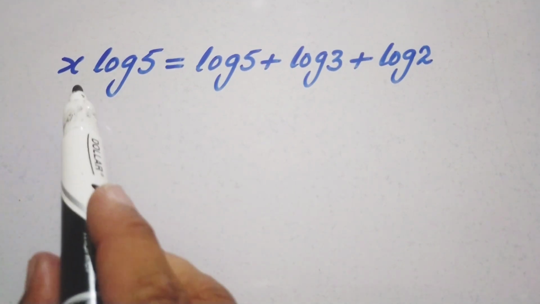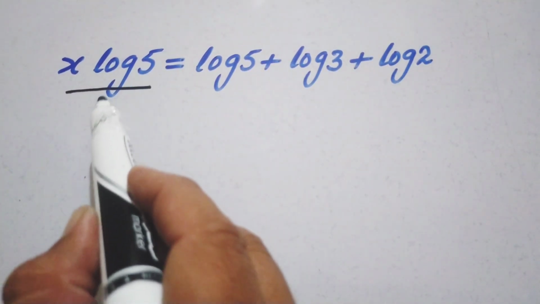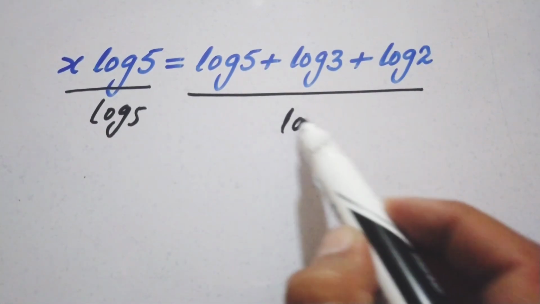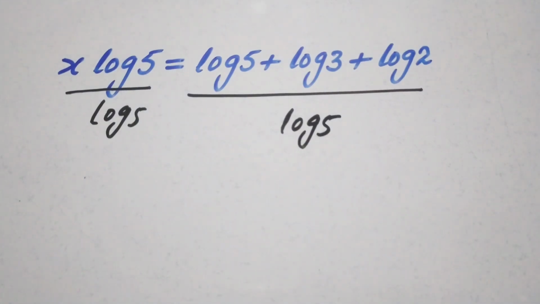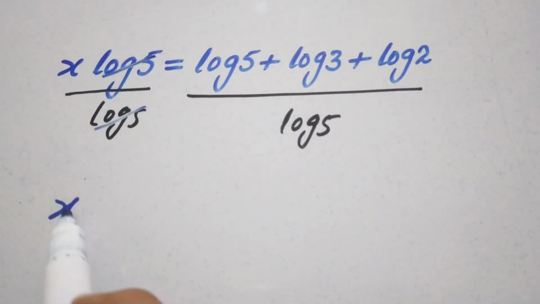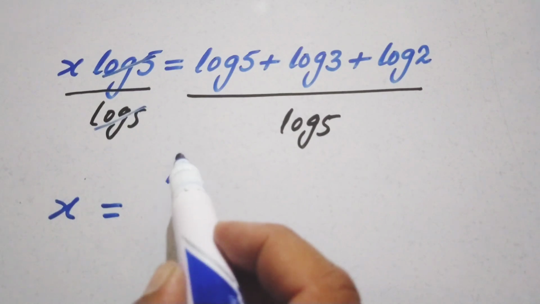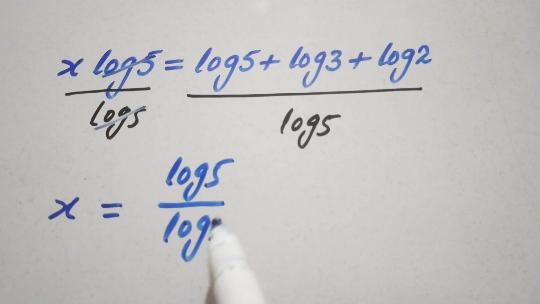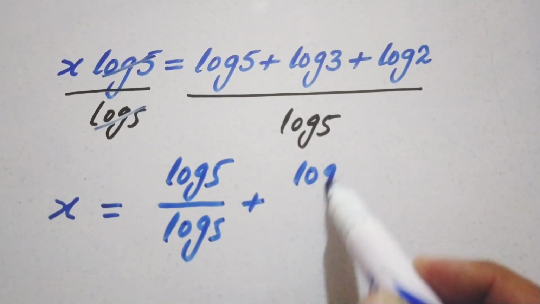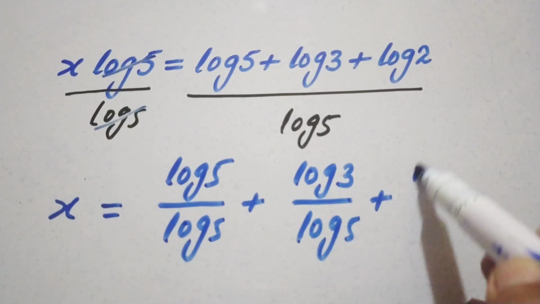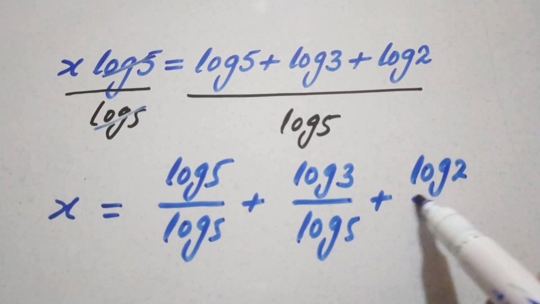As we are going to find out the value of x, we divide both sides by log 5. Here we will also divide with log 5. Now on the left hand side, log of 5 from the numerator and log of 5 from the denominator cancel out. We are left with x is equal to log of 5 divided by log of 5 plus log of 3 divided by log of 5 plus log of 2 divided by log of 5.